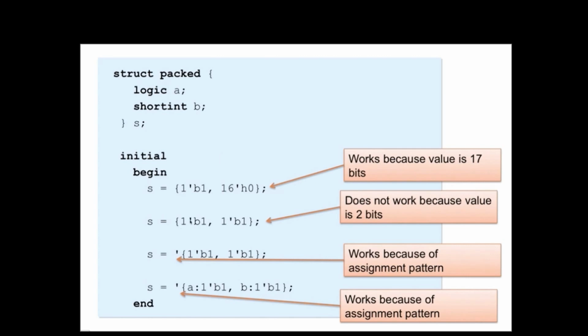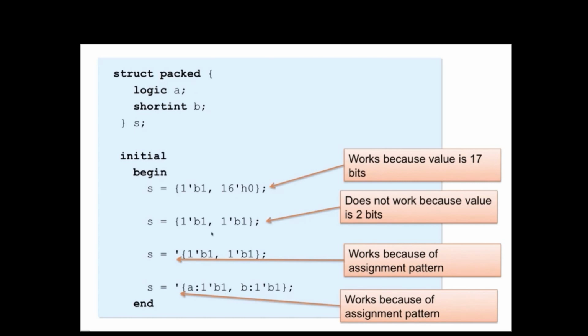Because if you did it like this, where we concatenated a 1 and a 1, what's the problem here? This is only 2 bits, right? And so this 2-bit value, because S is 17 bits, will get extended out to 17 bits, and the two ones will end up in B and not in A. Now to solve that, you make an assignment pattern, and so now the lower value will go into the lower field and the higher value will go into the higher field. And so now it works because of the assignment pattern.